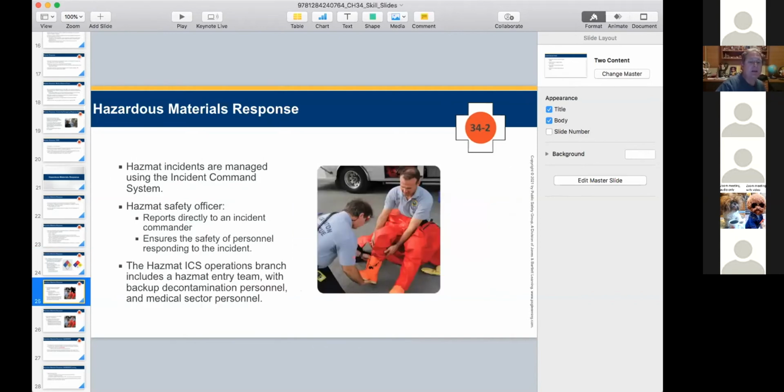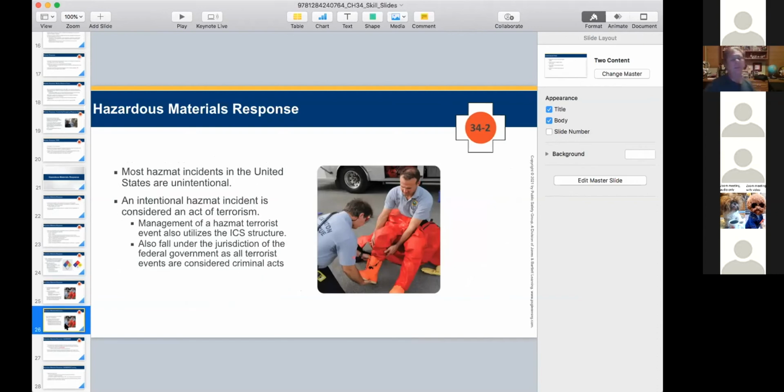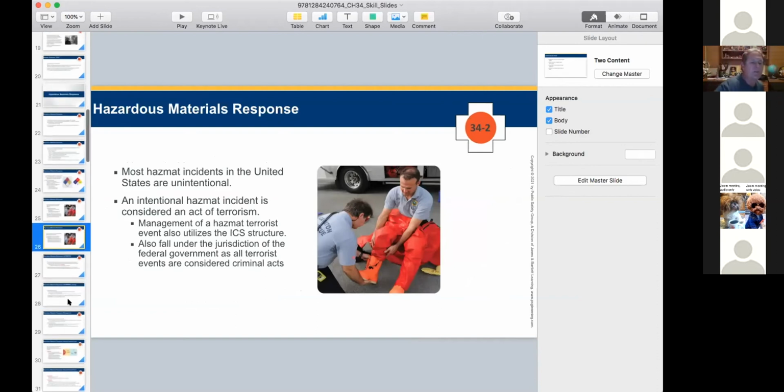Hazmats are managed by the ICS, Incident Command System. They'll have a hazmat safety officer. I'm not going to get into all of this, okay? This is the ICS. You're going to have a branch. You're going to have entry teams. You're going to have all kinds of demobilization, decon, entry groups, nothing that you're going to have to know.